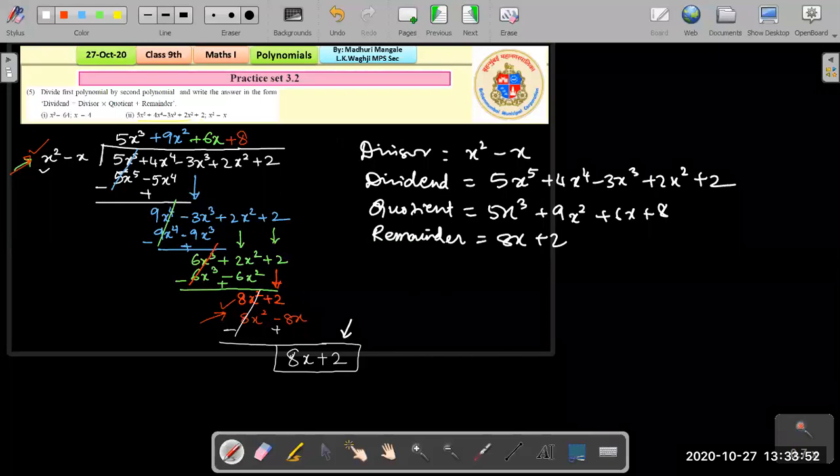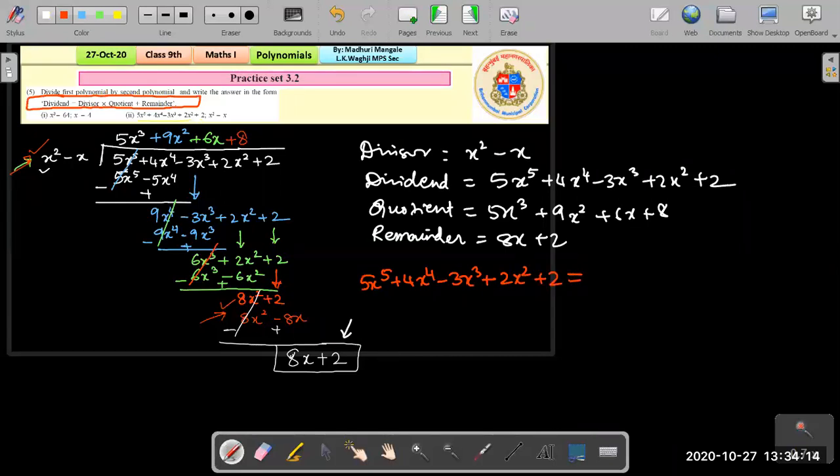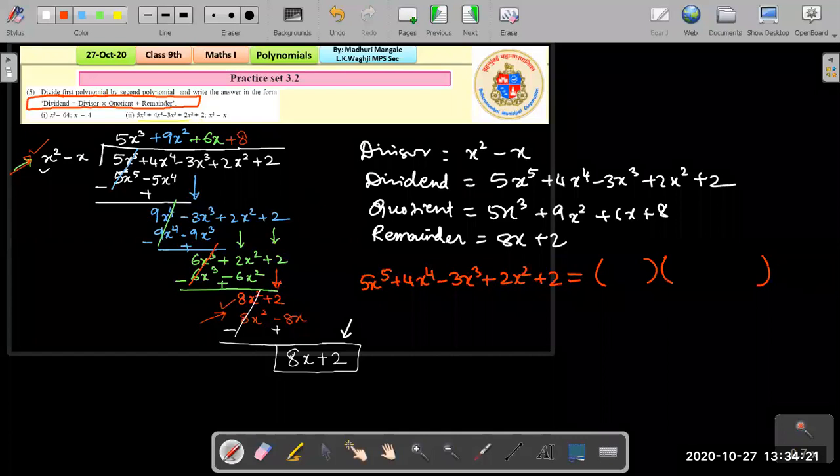All right. And we need to write this in the standard format that they are asking for. This is the format: dividend equals divisor times quotient plus remainder. So what is the dividend? This complete expression. So 5x raised to 5 plus 4x raised to 4 minus 3x cubed plus 2x squared plus 2, that is equal to the divisor times quotient plus the remainder. And we write each of these expressions in brackets.